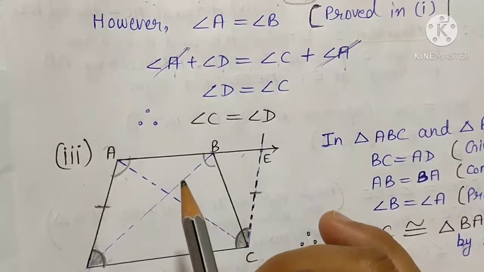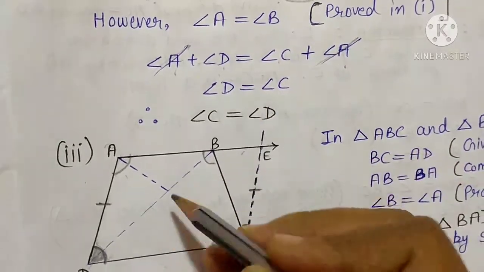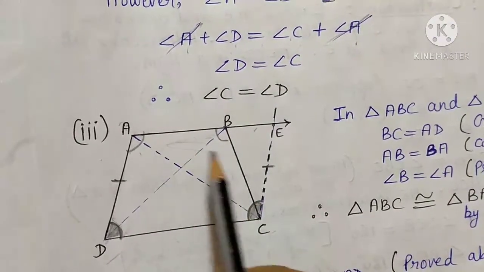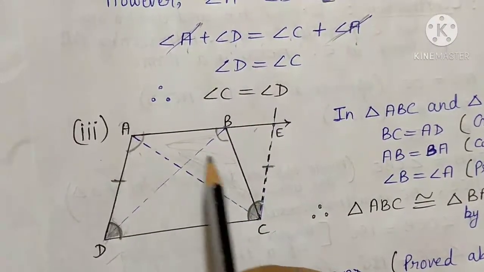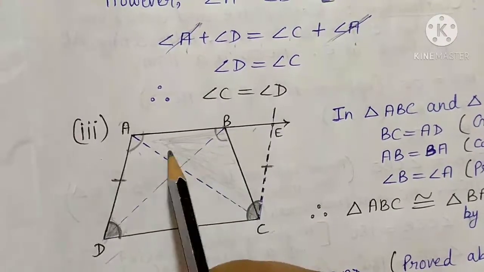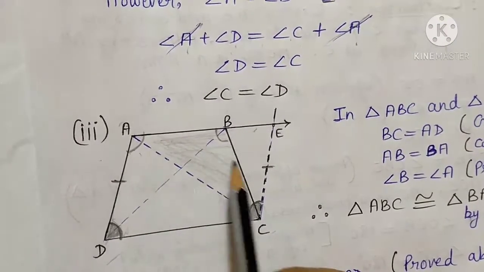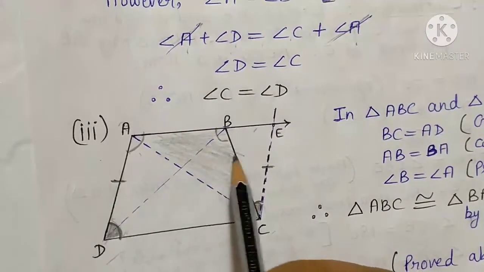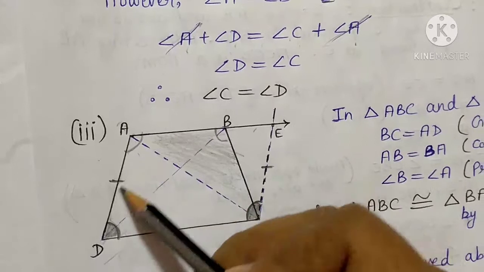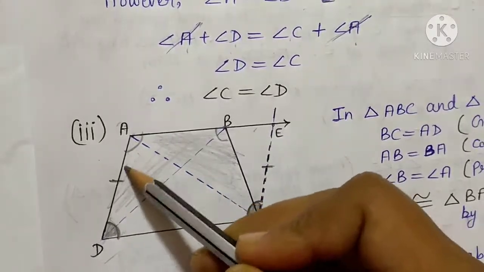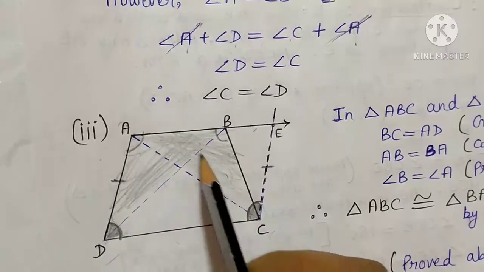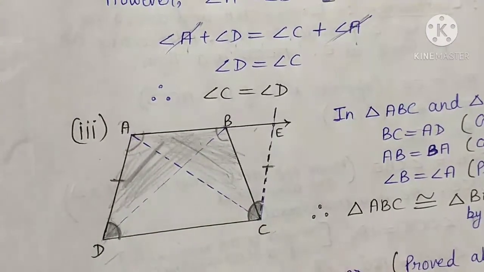Now in the third part we have to prove that this triangle ABC, the upper right-hand side triangle, is congruent to triangle BAD. It means AB is the common side here. So we have to prove that these two triangles are congruent.